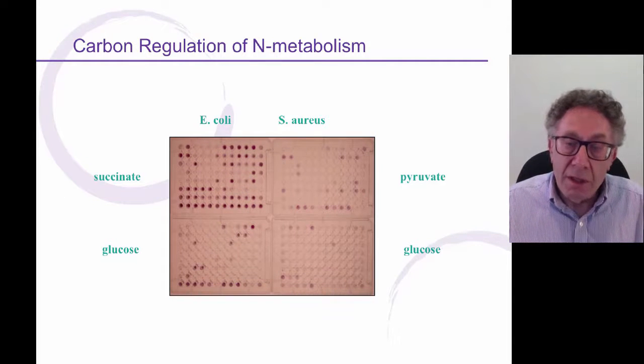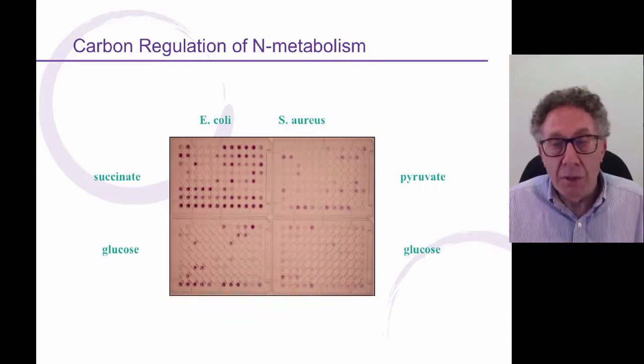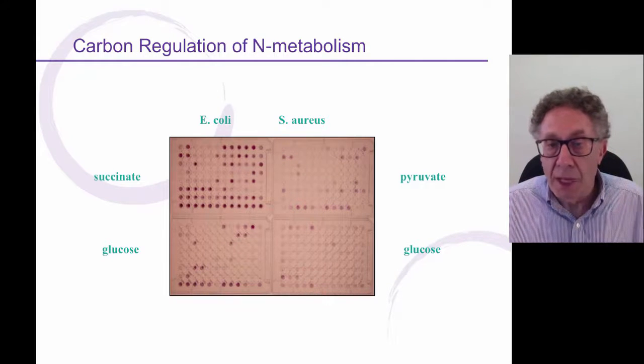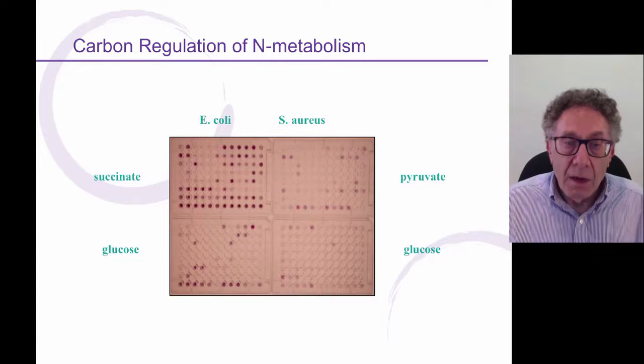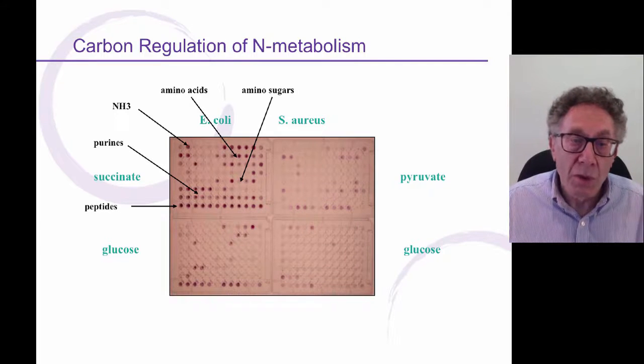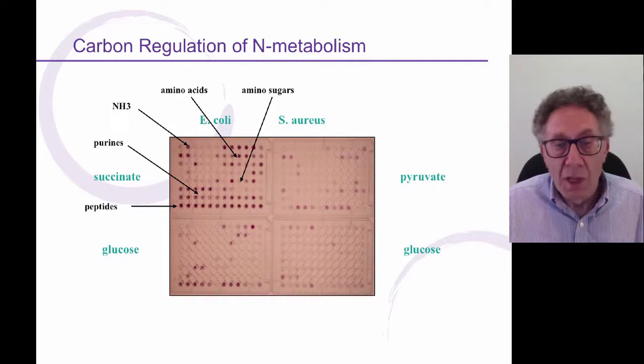Now, not only does the gas atmosphere regulate carbon metabolism in microorganisms, but carbon metabolism can regulate the nitrogen metabolism of the organism. Here I'm showing a side-by-side comparison of nitrogen metabolism in E. coli compared to a gram-positive bacteria, Staph aureus. Now, in the case of E. coli, it will use a large number of nitrogen compounds if you give it a poor carbon source like succinate. So, given succinate as a carbon source, it will use ammonia, it will use amino acids, amino sugars, purines, peptides, and so on.